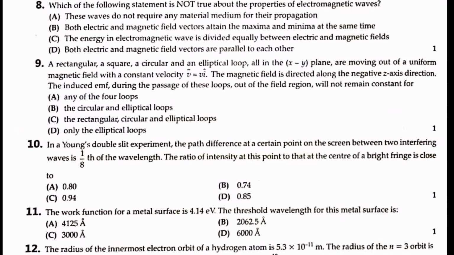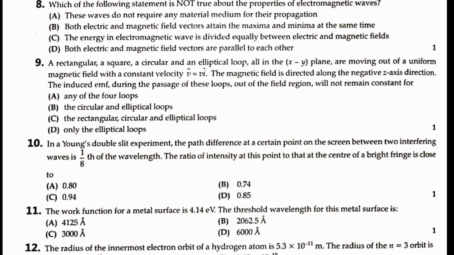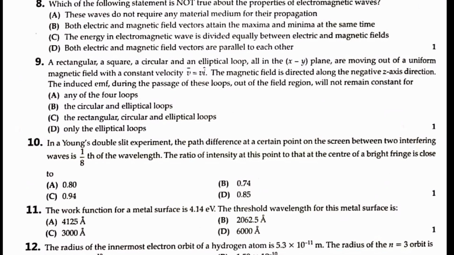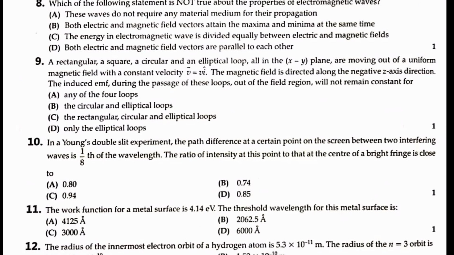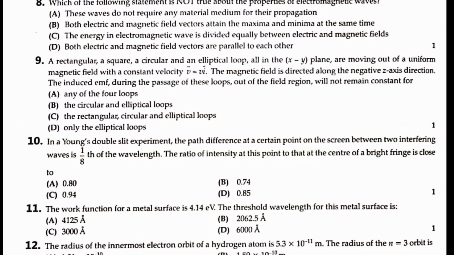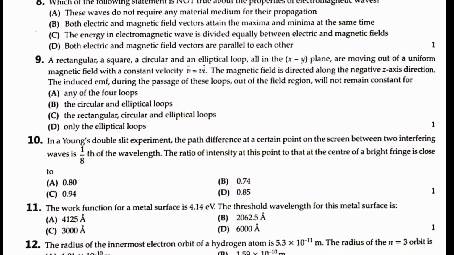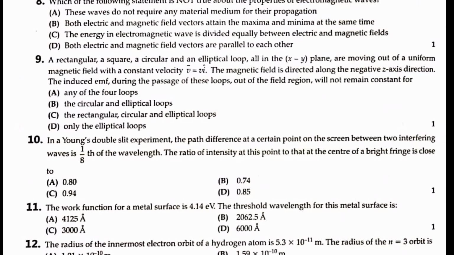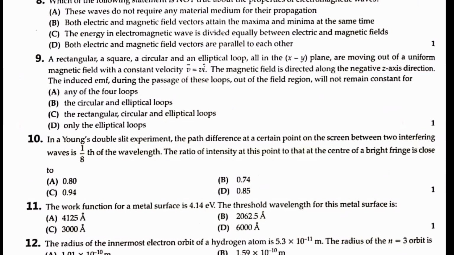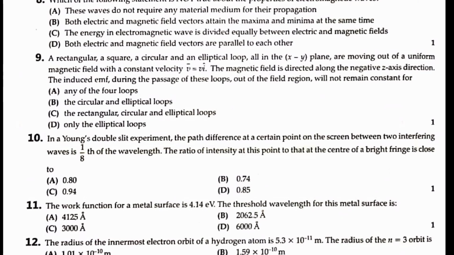So here what is given? A rectangular, a square, a circular and an elliptical loop, all in the xy plane, are moving out of a uniform magnetic field and the velocity is v i. The magnetic field is directed along the negative z-axis. Then the induced EMF during the passage of these loops out of the field. It was in the uniform field and it is moving from that uniform field to outside. So which one will not remain constant? That is the question. So how can we answer? Which one will not be the same?